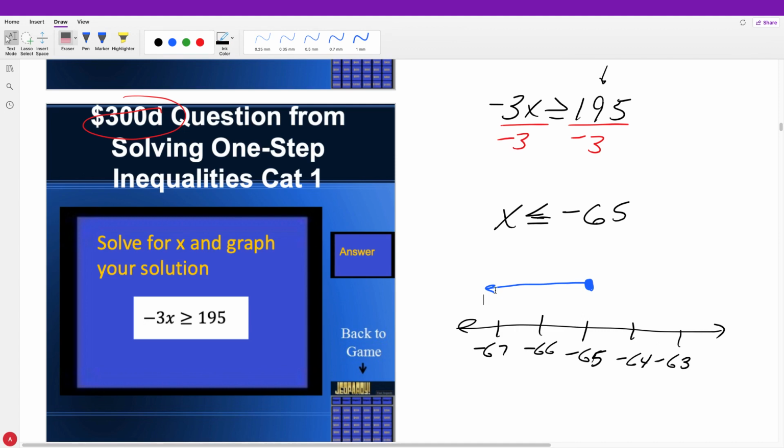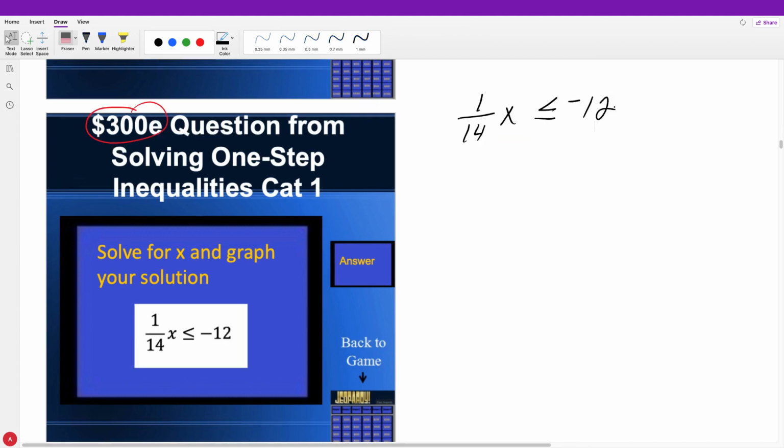All right, I know I'm going through this quickly, but this is review since we have been doing this for a few days now. All right, so this next problem, we have 1 over 14x is less than or equal to negative 12. We can think about this problem instead of 1 over 14 as x over 14, right? Because essentially all I did there is just multiply these together and get that 1x, and we can rewrite it like this if we would like.